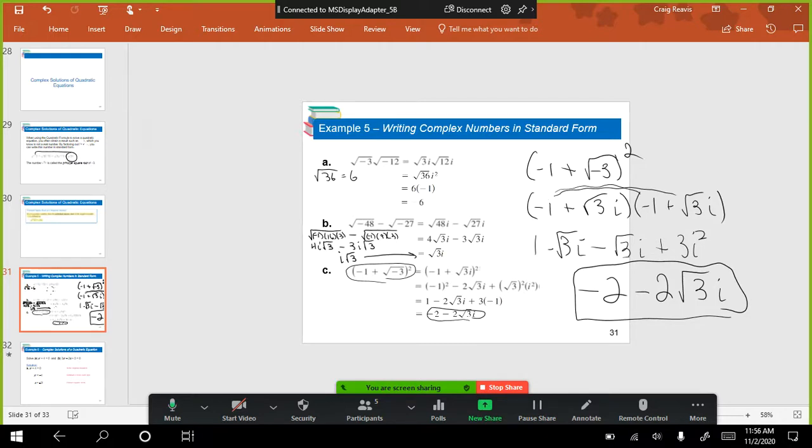All right, so be careful right there. That gets a little bit confusing, right? These square roots that don't have a number up front have an understood 1 out front. So 1 plus 1 is where this 2 comes from.